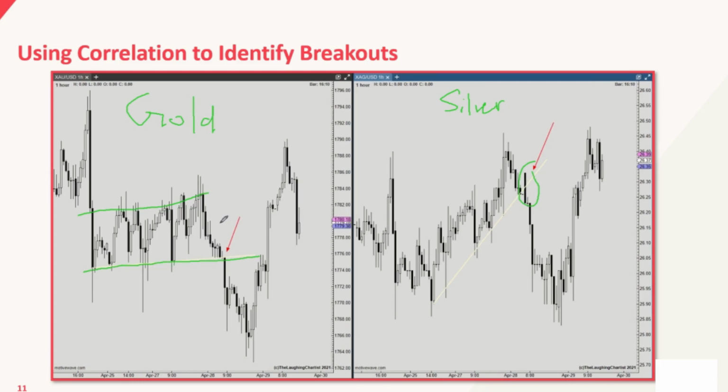They are positively correlated, but that does not mean that they are perfectly +1 correlated. They are just about +0.8, +0.75 correlation. So silver actually made the breakout first. If you are late to the game on silver, immediately think which is the next pair that is best positively correlated to silver.